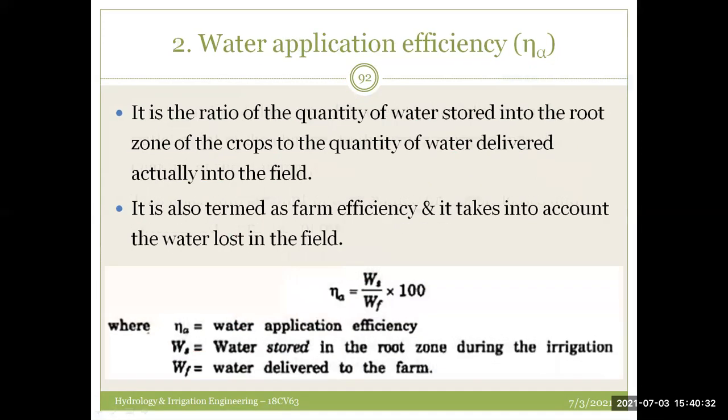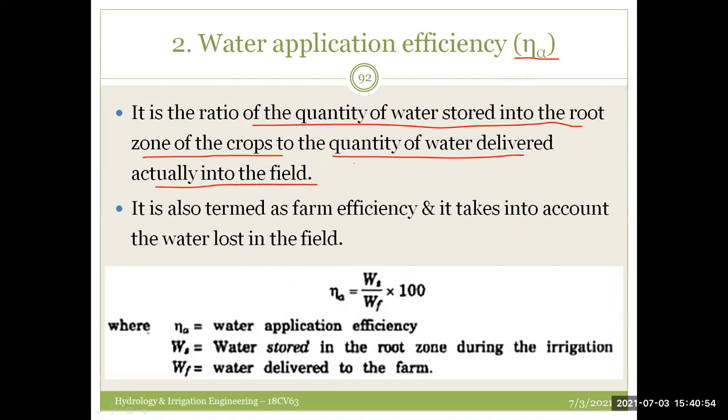The second type of efficiency is the water application efficiency, which is denoted with the symbol eta alpha. So what is this water application efficiency? It is the ratio of the quantity of water stored in the root zone of crops to the quantity of water actually delivered into the field.